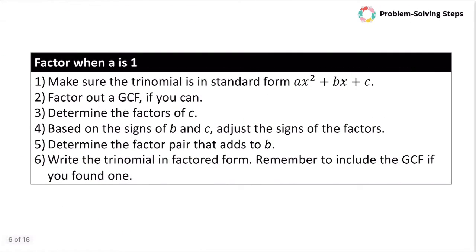So here are our steps. We're going to start off by making sure our trinomial is in standard form, and then you're going to factor out a GCF if you can. Then we'll determine the factors of C, and then based on the signs of B and C, we're going to adjust the signs of the factors. Then we'll determine the factor pair that adds up to B, and we'll write the final trinomial in factored form. Remember to include a GCF if you found one.